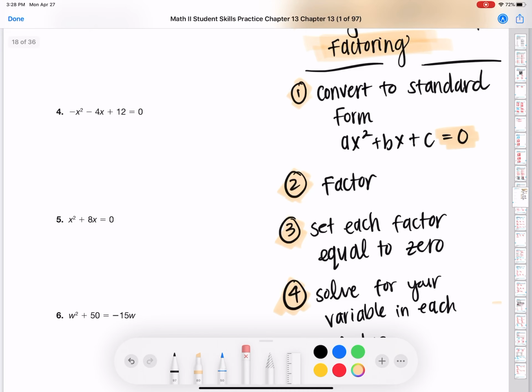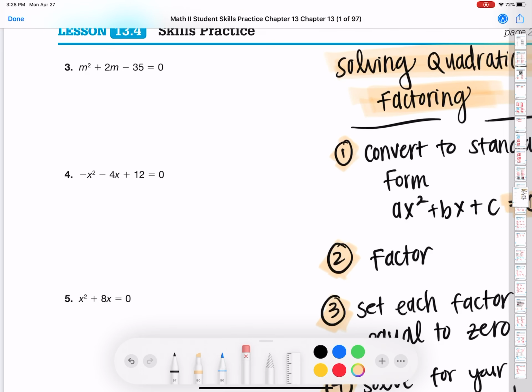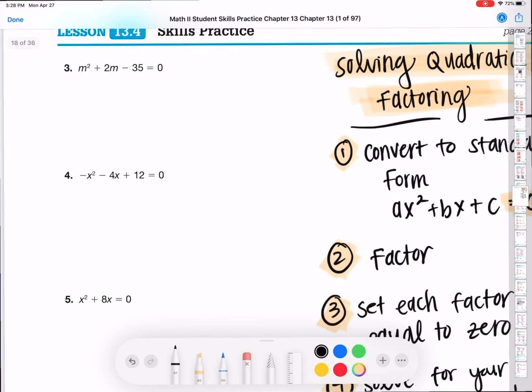Okay, so I'll walk you through some examples. I'm working on the skills factor, which ends up being your homework. I'm going to be doing the odd number problems. You have the evens assigned for homework. So I'll be doing the first few problems.